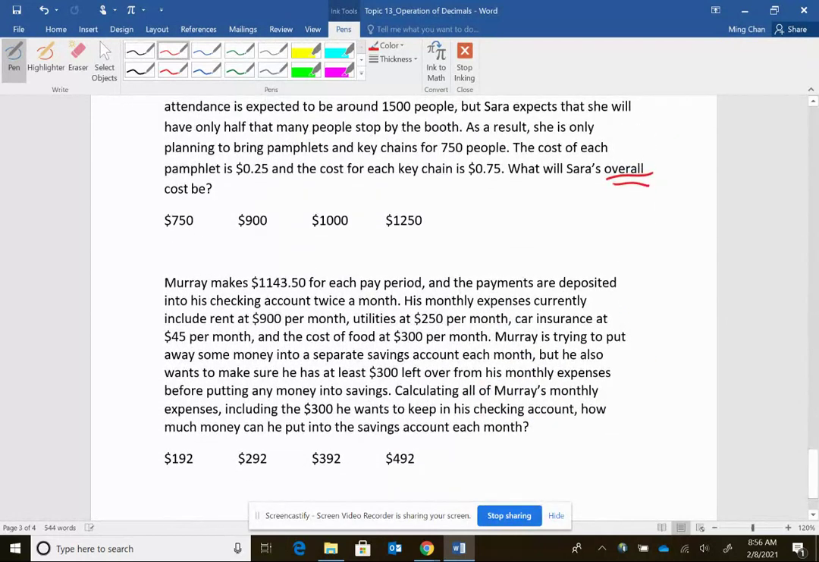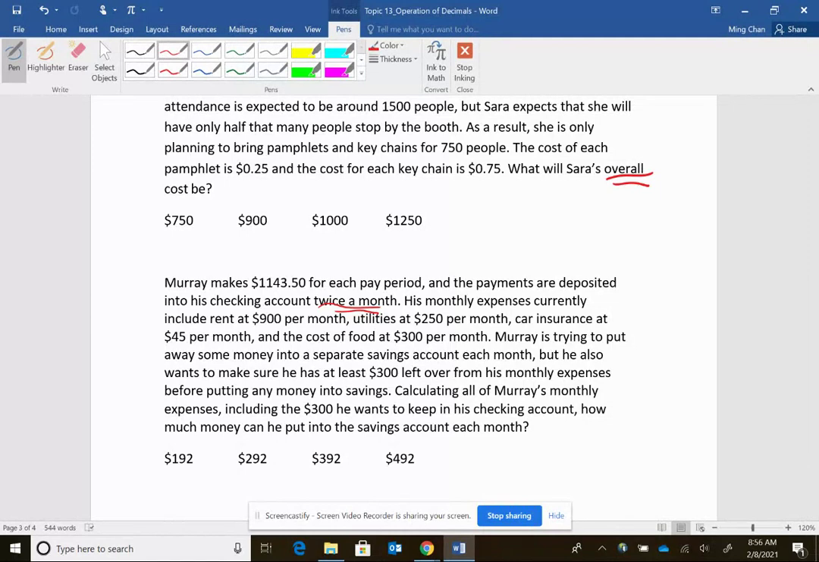One more. Murray makes $1,143.50 each pay period, and the payments are deposited into his checking account twice a month. Okay, so this is only one pay period, so you're going to take $1,143.50 times 2 to see exactly how much money he's getting paid. His monthly expenses currently include $900 for rent, utilities $250, car insurance, food cost. Okay, so you've got to subtract those off.